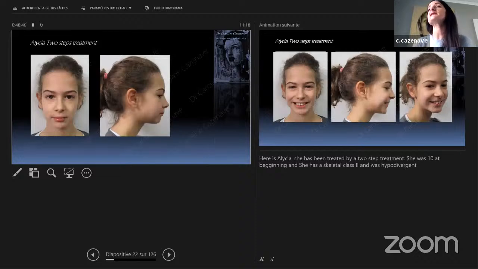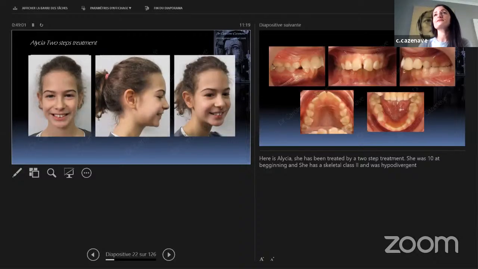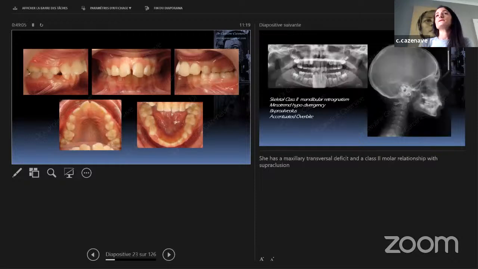Here is Alicia. She has been treated by a two-step treatment. She was 10 at the beginning of the treatment, and she has the skeletal class 2 and was mesotrend with a hypodivergent tendency. On the intraoral view, we can see she has a maxillary transversal deficit and a class 2 molar relationship with supraocclusion.